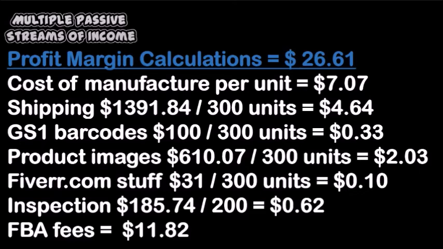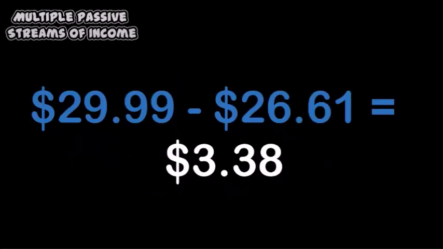My FBA fees are $11.82 in total, and I'm selling the product for $29.99. So there's only about $3.38 worth of profit on each sale. And obviously, PPC costs more than that. So ultimately, I'm probably not making any money or very little money on this first order.